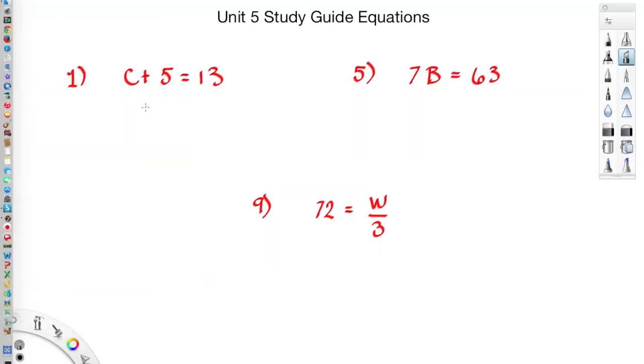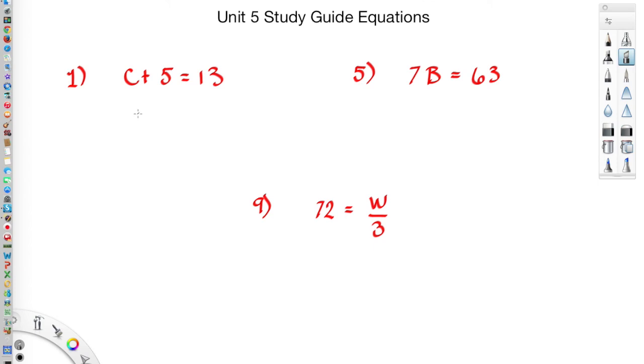This study guide will go over all of the Unit 5 equations that we covered: one-step, two-step equations, as well as multi-step equations, equations where we have variables on both sides of the equal sign, literal equations, as well as word problems that become equations. Study guide equations. Let's look at numbers 1 through 9.